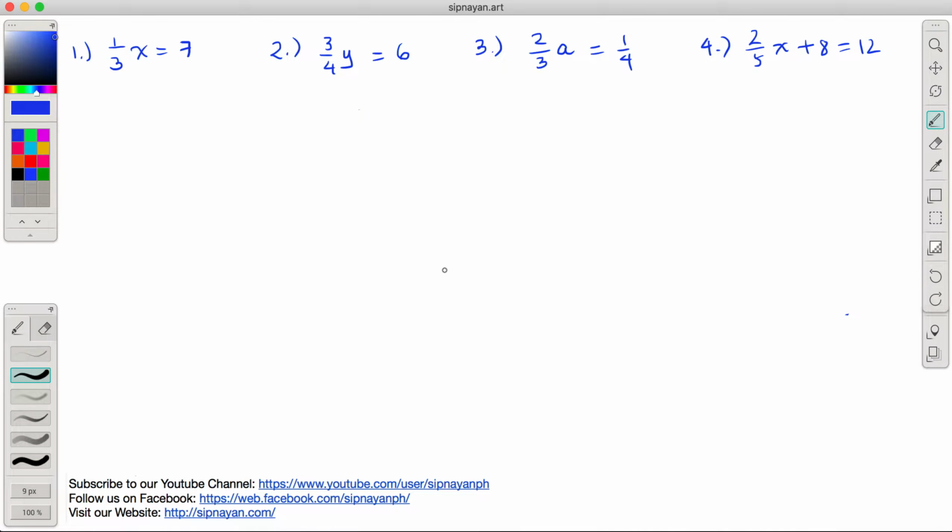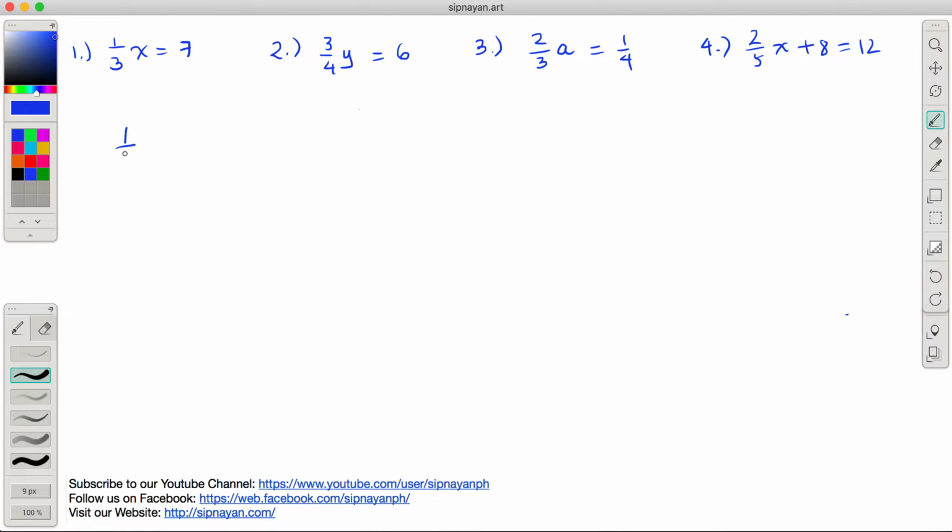In this video, itutuloy natin yung series natin on equations. So sa previous videos, pinag-aralan natin yung mga basics on solving equations. Tapos nag-solve din tayo ng equations with parentheses. So dito ang gagawin naman natin ay mag-solve tayo ng equations with fractions. So let's start with the first number.